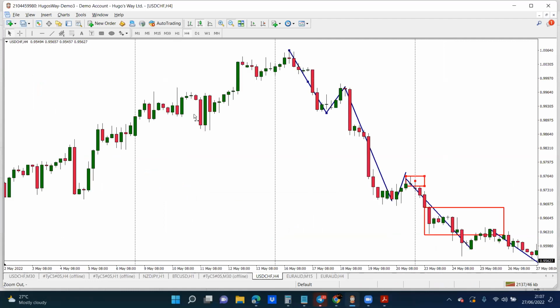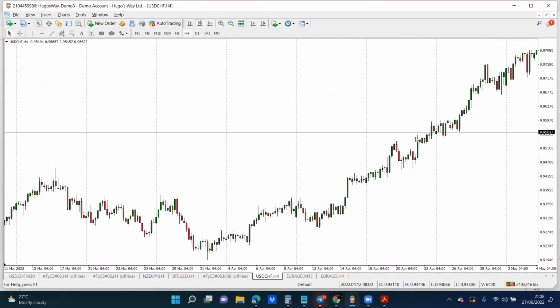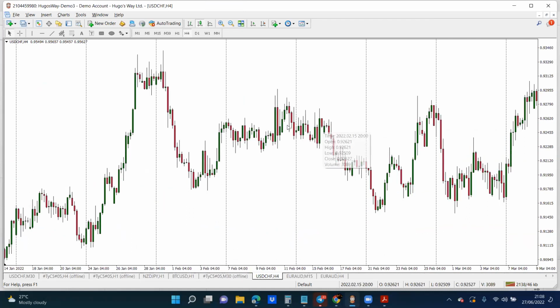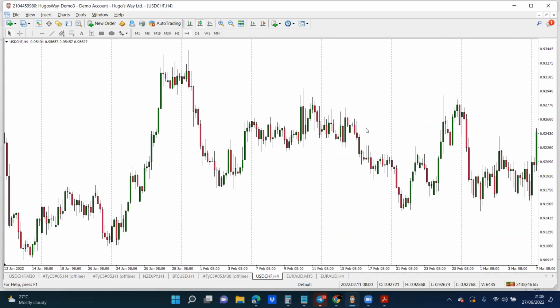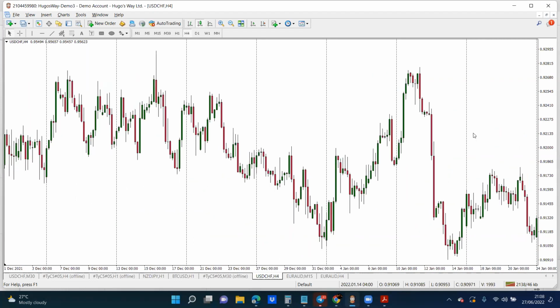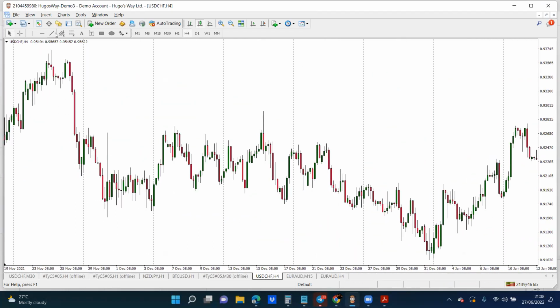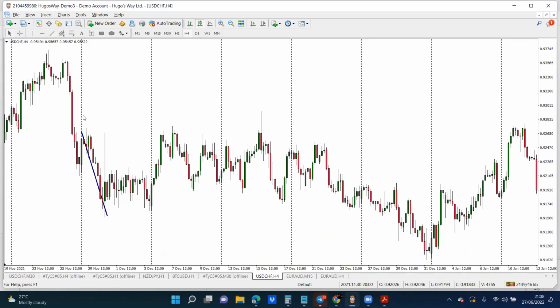A ranging market. I'm looking for one. Okay, I think I found one here. I might find, yeah, here's one. So look at what happened. Price came here, came all the way down, came all the way up, came all the way down, and then stopped around here and moved back. So I have my 4 points.